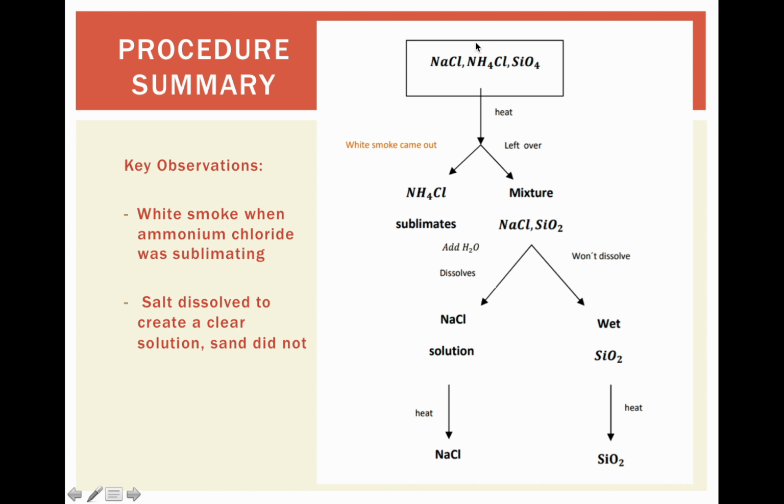We started out with our mixture here. Okay, we heated it, and the ammonium chloride sublimated and went out into the air, and then we were left with a mixture of sodium chloride and silicon dioxide. We added water, and the NaCl will dissolve and give us an NaCl solution. The silicon dioxide won't, so we'll be left with just some wet sand. Then we heated them both to dry them and get the pure compounds. Some key observations were a white smoke when the ammonium chloride was sublimated, and the salt dissolved to create a clear solution while the sand was left behind.